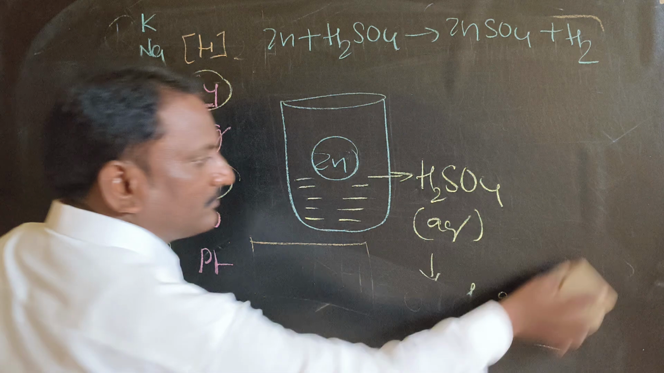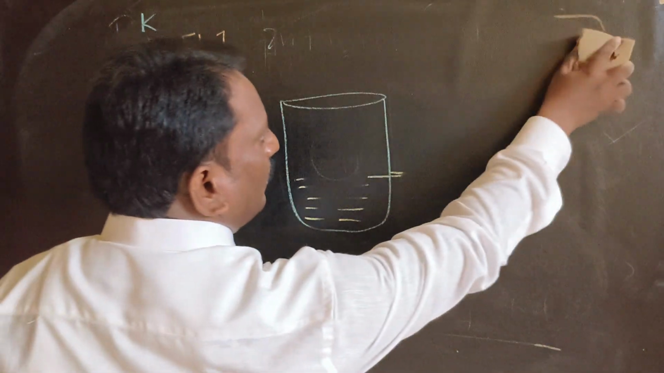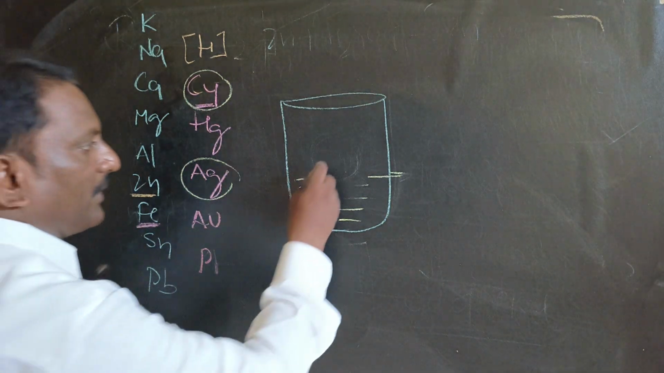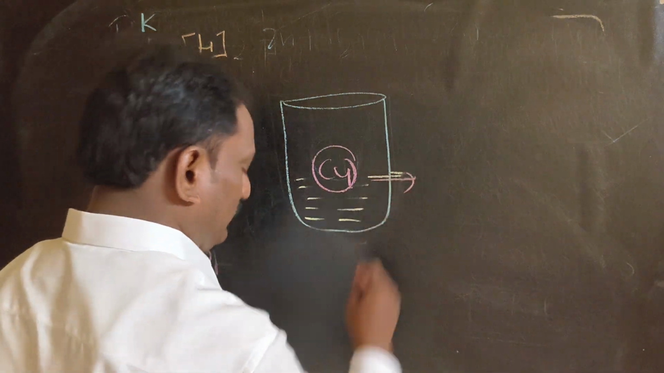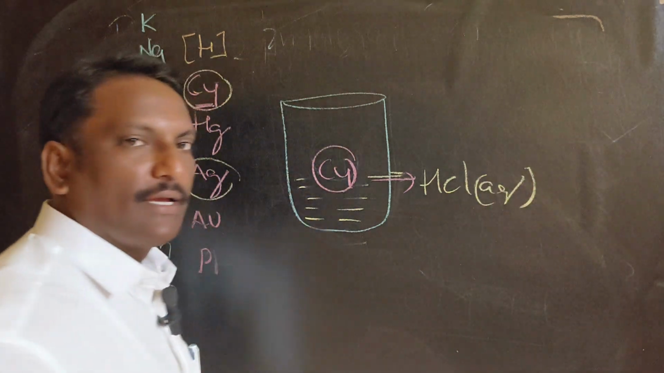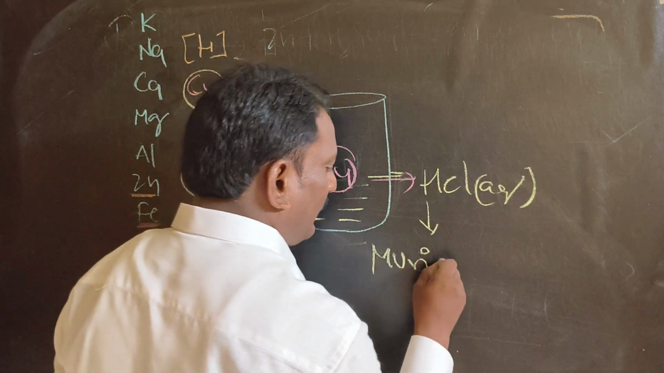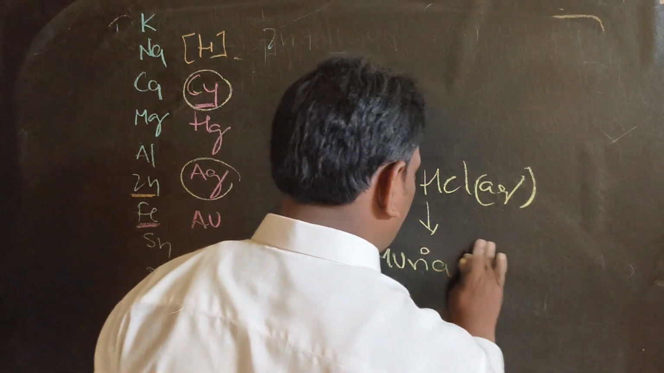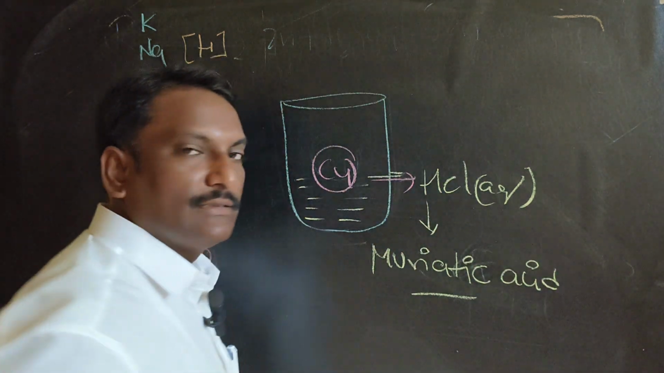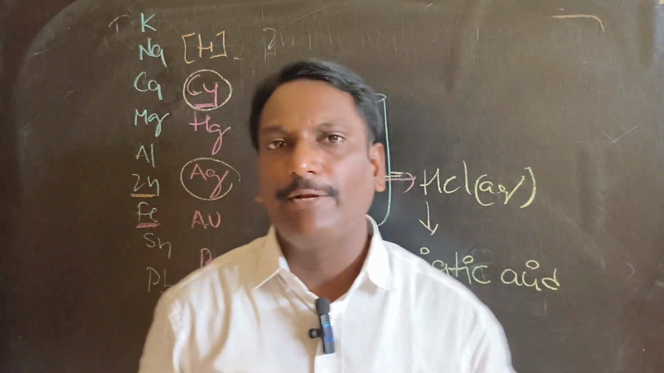One more example. What will happen when a copper coin is placed in hydrochloric acid? So please make a note of it. Hydrochloric acid is called muriatic acid. Very important. I am giving other names of some chemical compounds, these are very important.